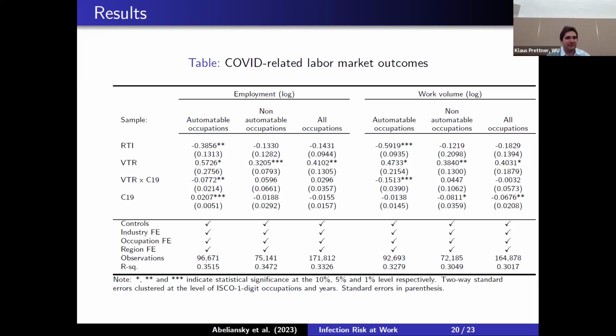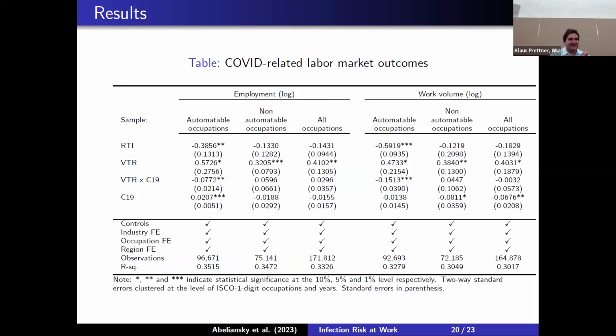Klaus, if I read it properly, once you control for COVID-19, viral transmission intensity has a positive impact on employment. Exactly, yeah. How do you interpret that?